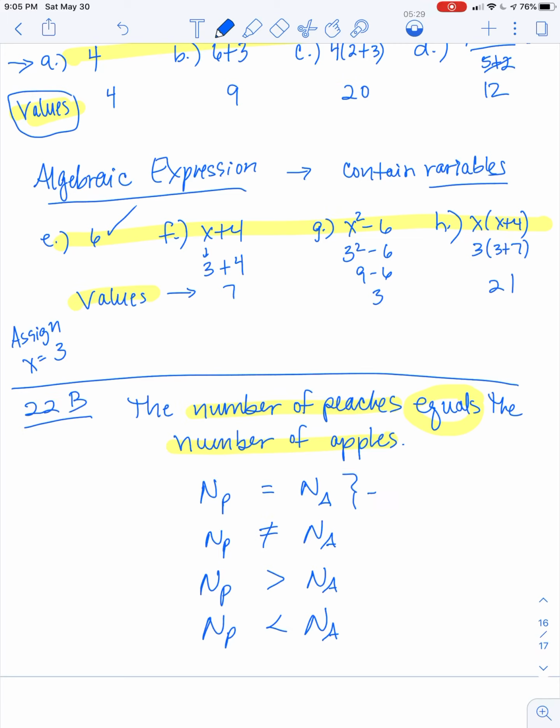Okay, this is called an equation. That's pretty simple because you see the equals in there. Okay, an equation is something that is set equal to each other. None of these are set as being equal, so we call these inequalities.